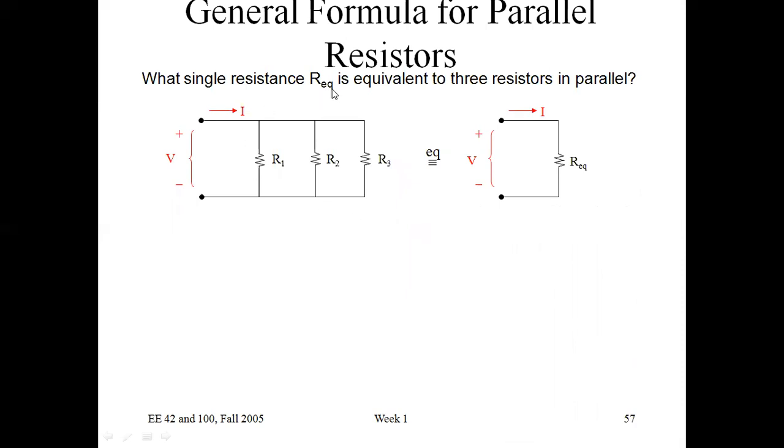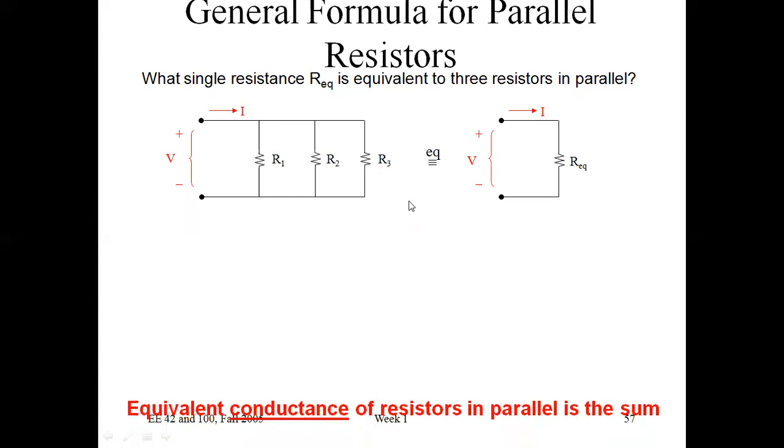What single resistor R equivalent is equivalent to three resistors in parallel, R1, R2, and R3? The reciprocal of R equivalent is equal to the reciprocal of R1 plus the reciprocal of R2 plus the reciprocal of R3. So the equivalent conductance of resistors in parallel is the sum of the reciprocals of the resistances.